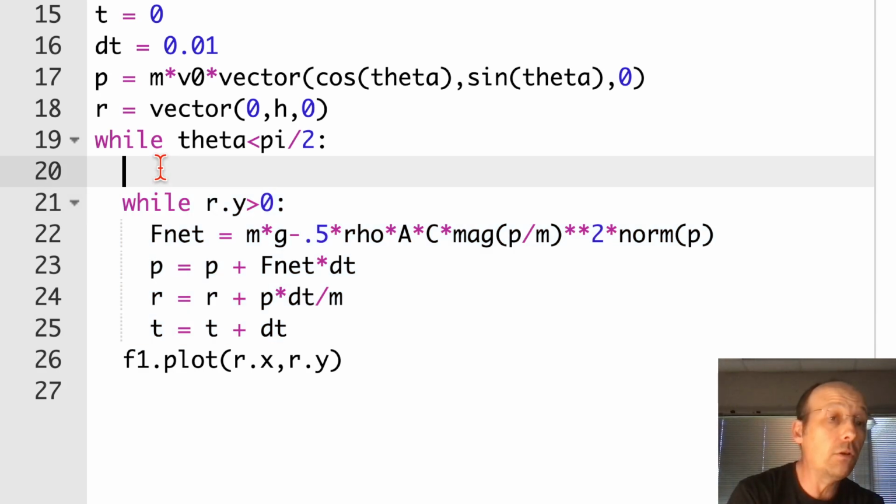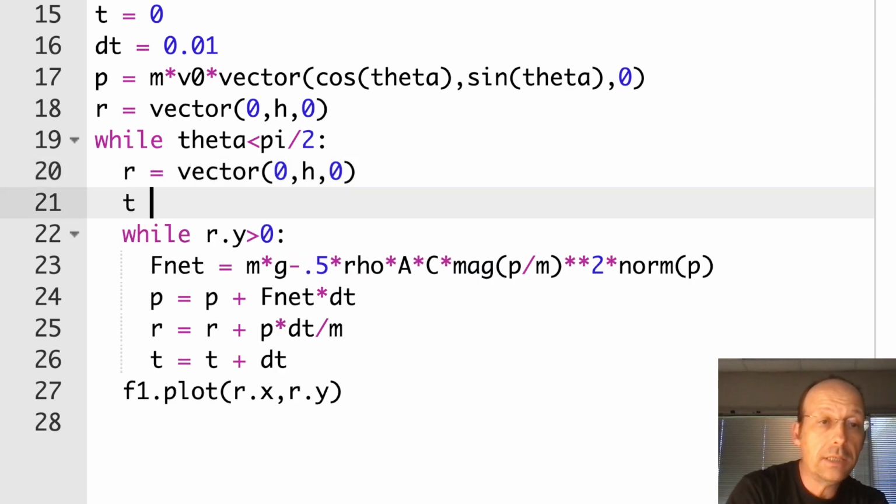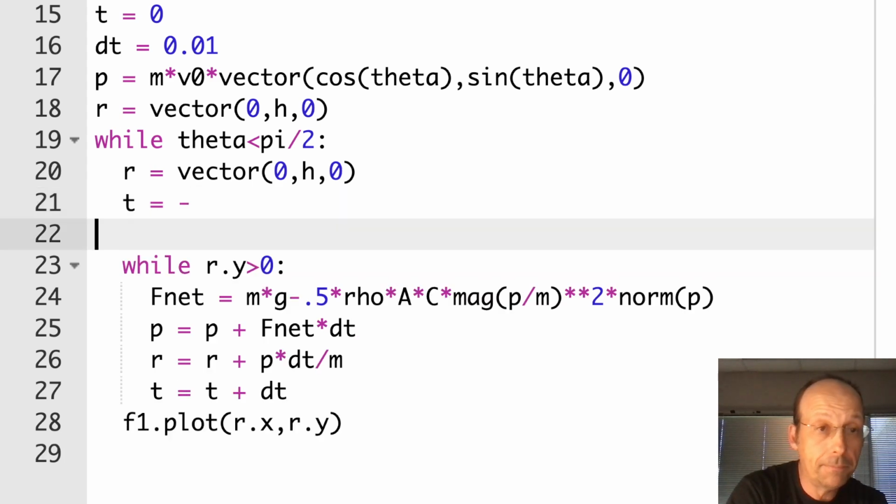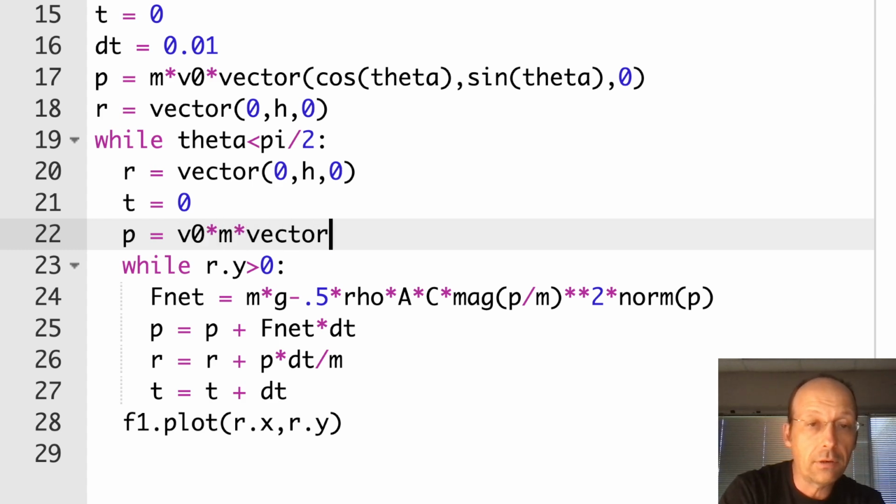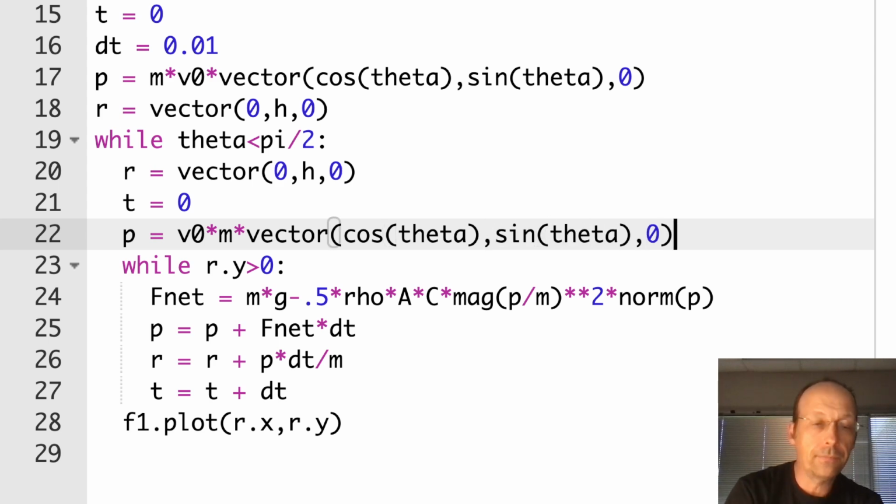Now at the beginning of the loop, I need to do something important. I need to reset the momentum and reset the position. So r equals vector 0, h, 0. t equals 0. I need to reset the time, otherwise it's going to use the time from before. And then I need to reset the velocity and the momentum. So p equals v0 times m times vector cosine theta, sine theta, 0. I think that's it.